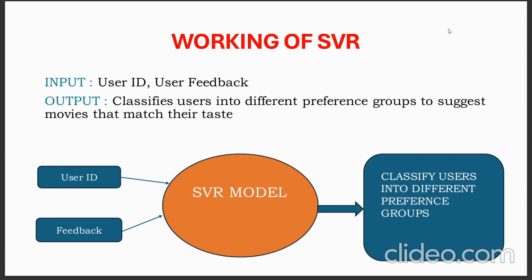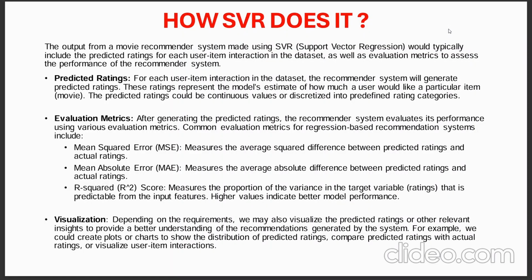Now let's move towards the SVR. The working of the SVR includes the inputs as user ID and user feedback, and it classifies multiple users who have similar taste in movies together. So it gives preference to the group of such people. The diagram explains this pretty well, and now we'll see how the SVR does it.